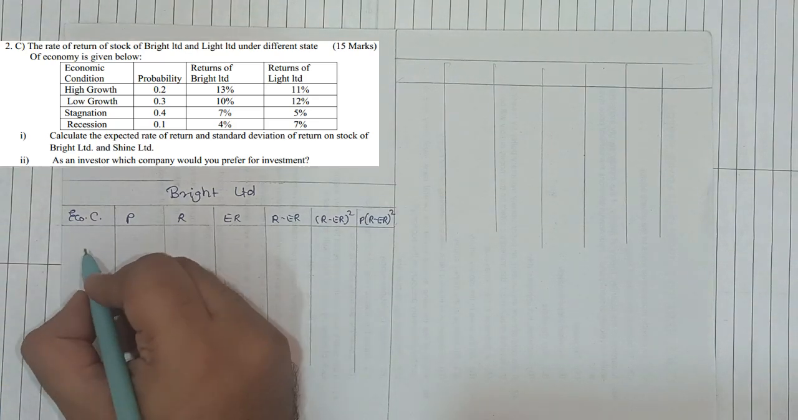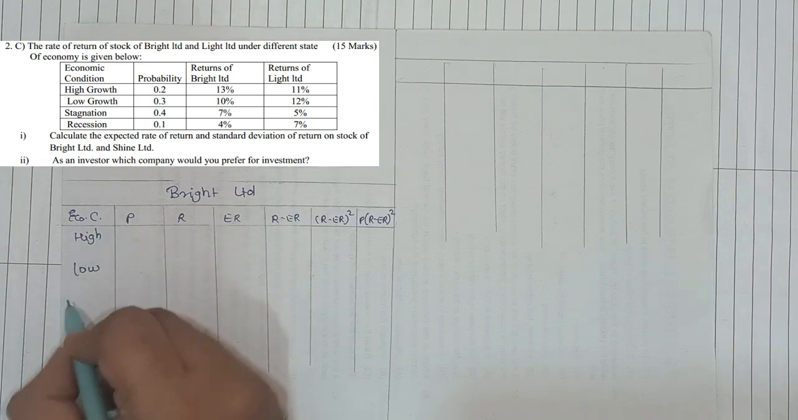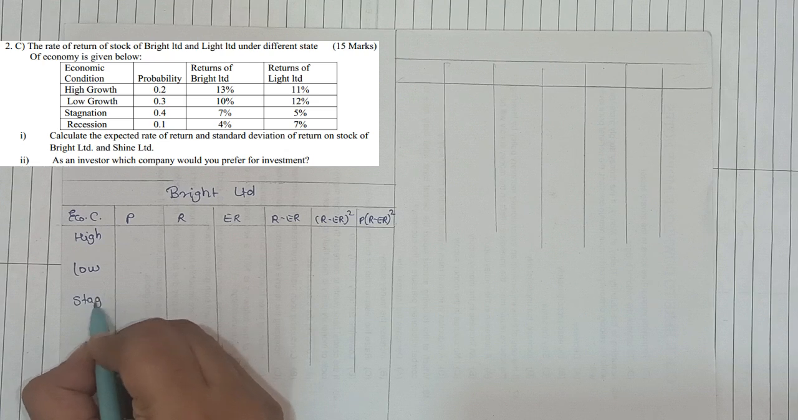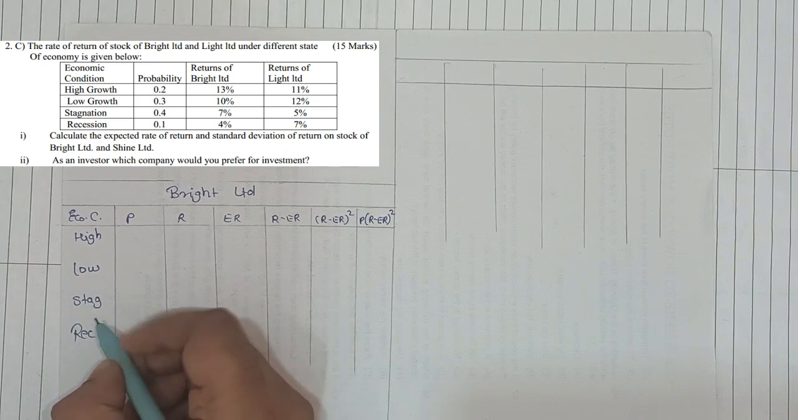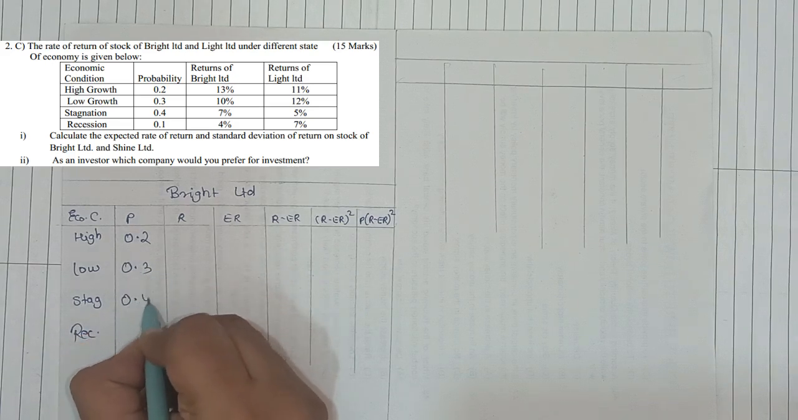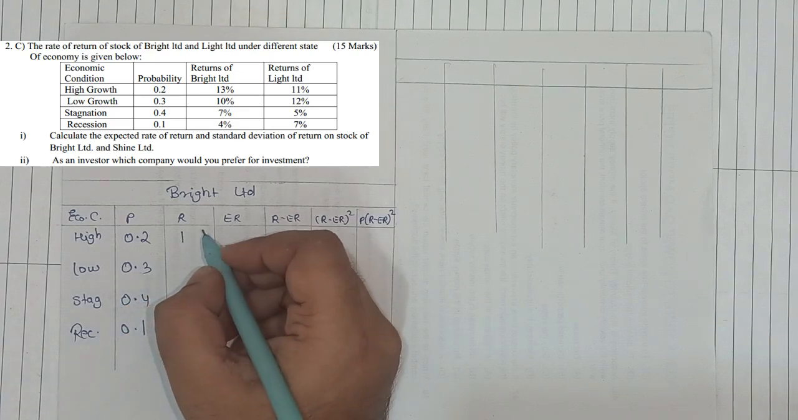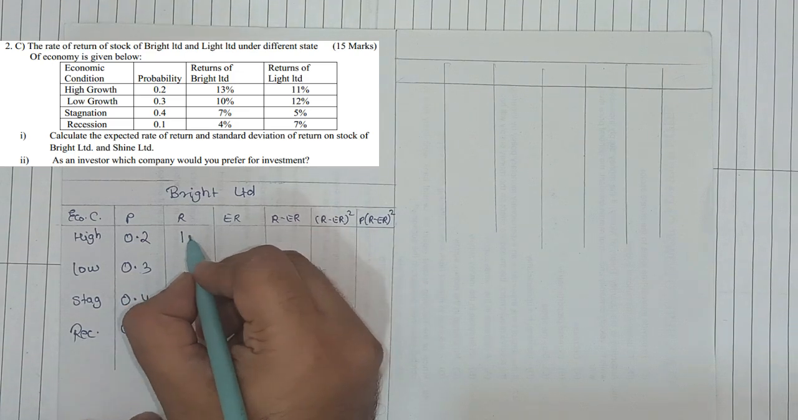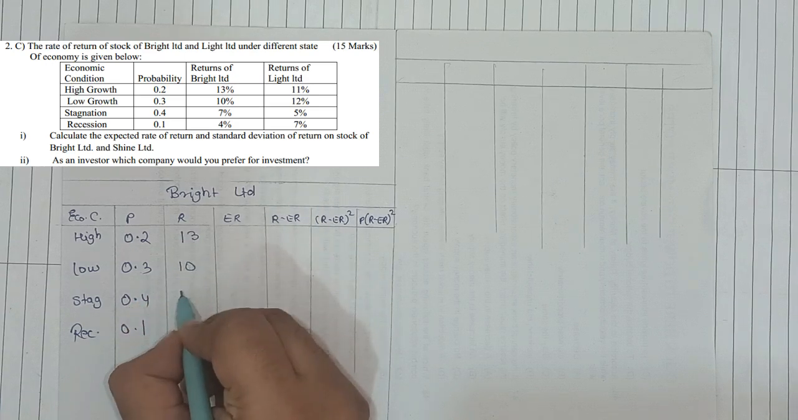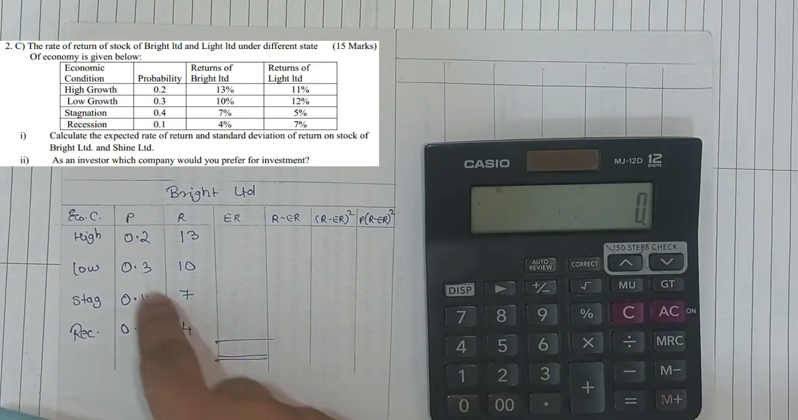Okay, chalo. In economic condition we have high growth, low growth, stagnation, and recession. The probabilities are 0.2, 0.3, 0.4 and 0.1. The returns are given as 13%, 10%, 7% and 4%. We need to first find the expected return. So for expected return, we need to multiply P into R.